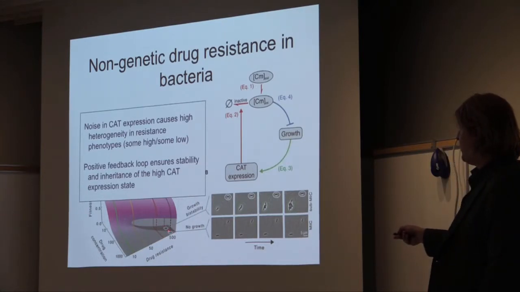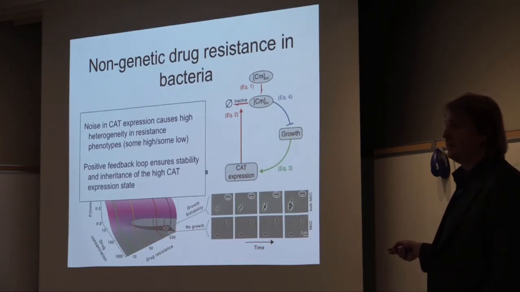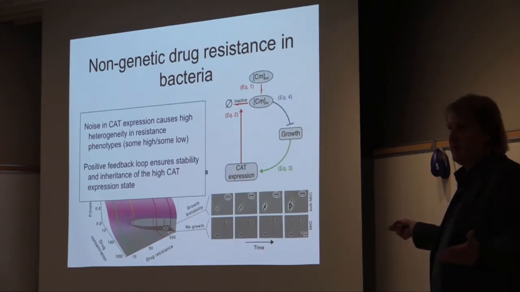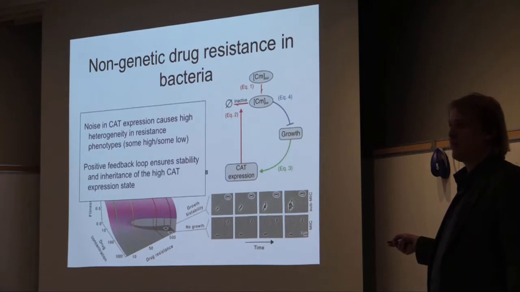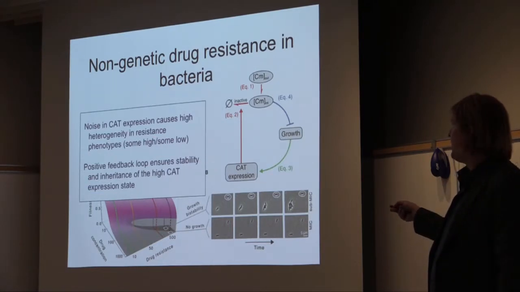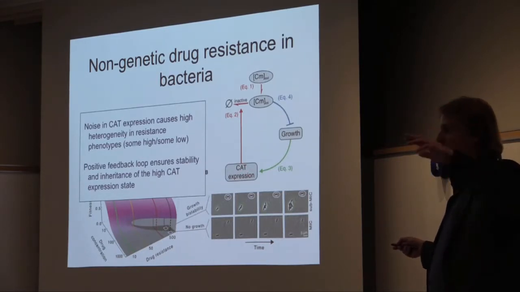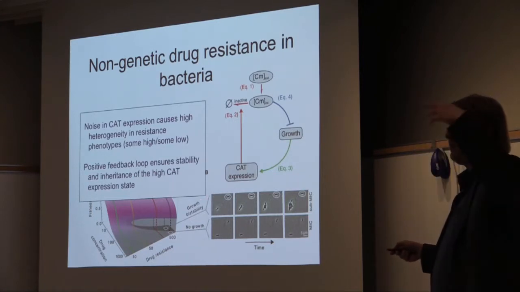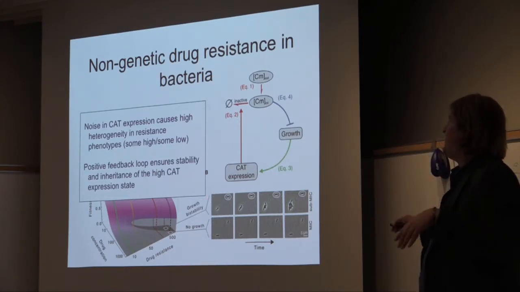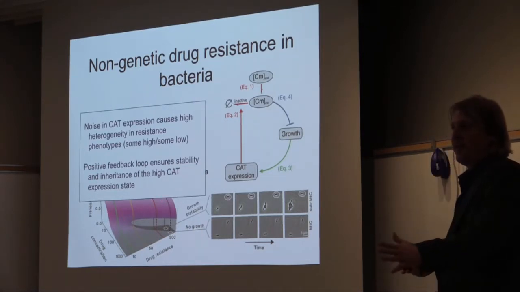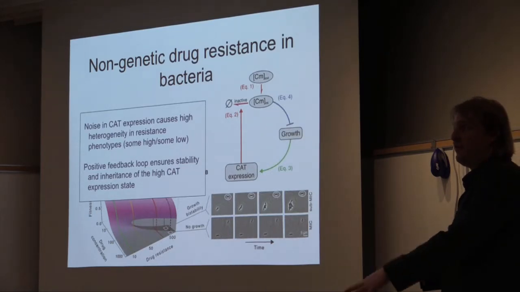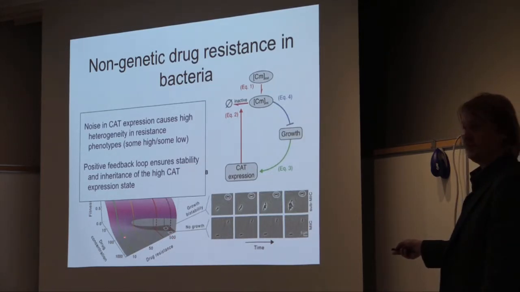If all the cells were in the unfit state, they would do nothing. How do we create the diversity where some cells are in the high fitness state and some are in the low? And that's where the fluctuations become very important. Because cells that, by chance, have high cat expression, once the drug is applied, will be able to adapt into the high fitness state, while those that, by chance, have very low gene expression when the drug hits will fall down into the low fitness state.